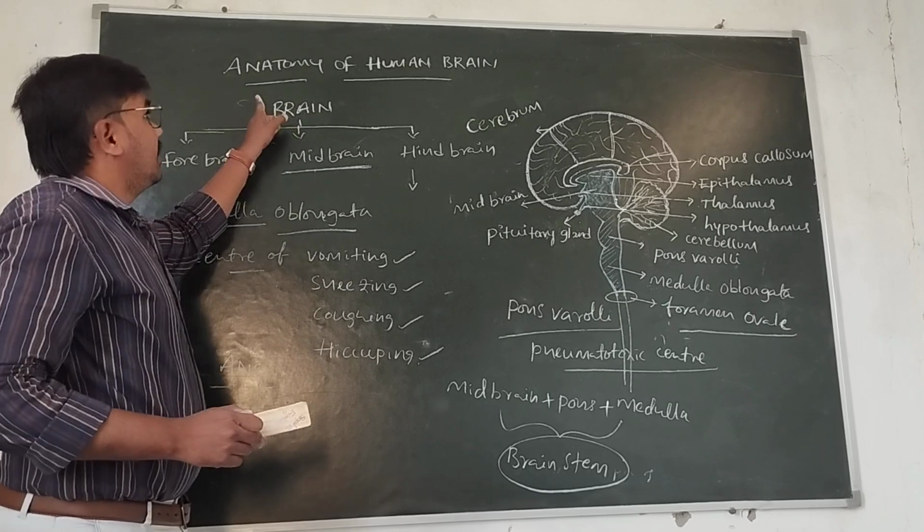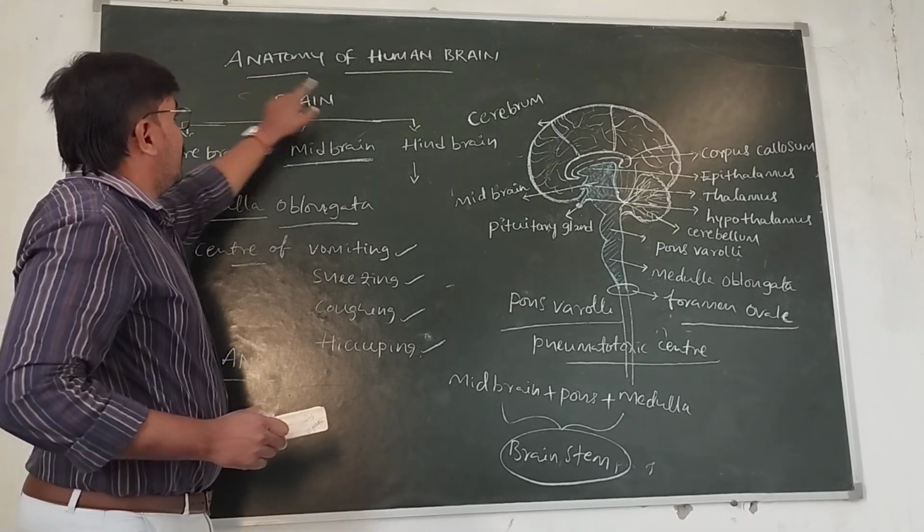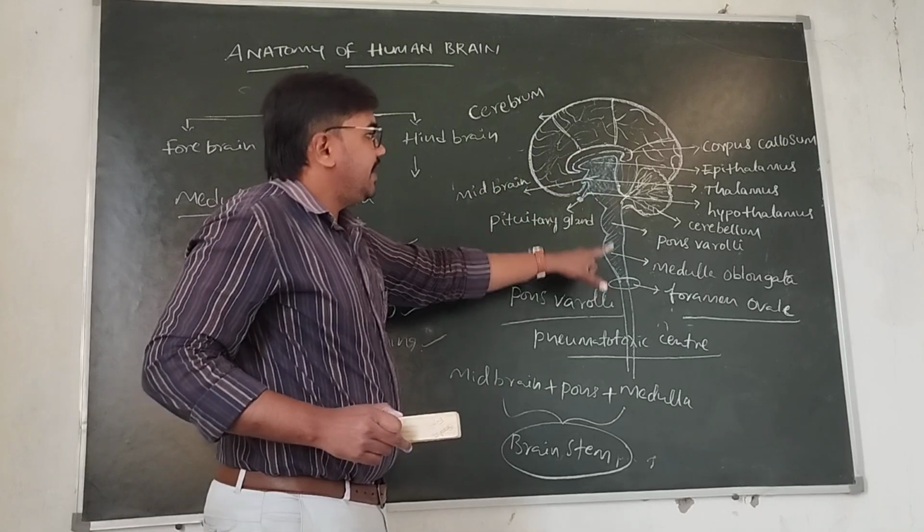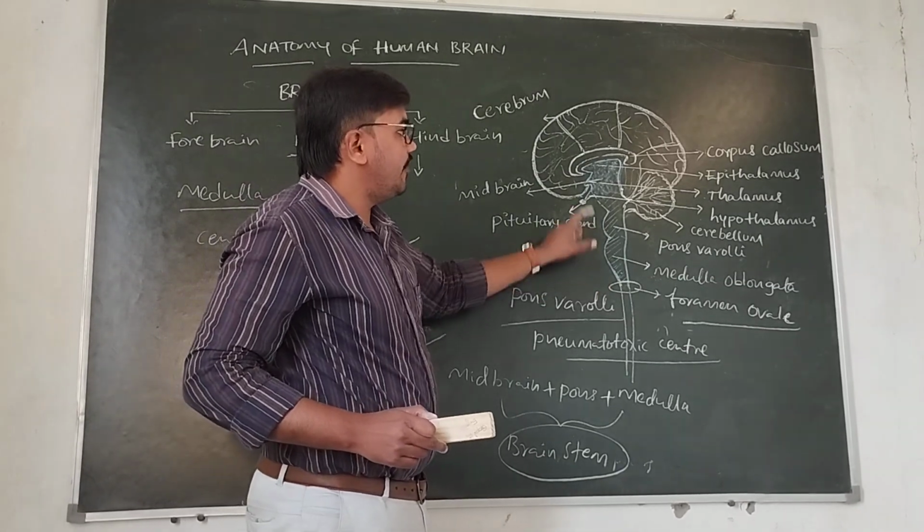Okay, this concludes our topic. So finally, we have explained the brief anatomy of the human brain.